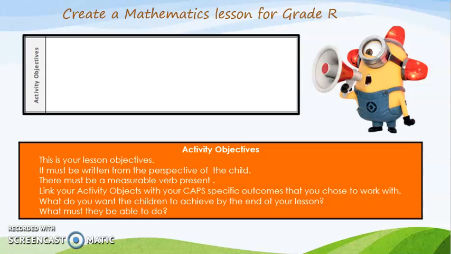By the end of the lesson, the children will be able to describe objects in relation to or on top, under, bottom, and below. By the end of the lesson, the children will be able to work with pegboard. By the end of the lesson, the children will be able to distinguish between left and right. Close correlation between your CAPS document and your activity objectives. Remember, there must be a measurable verb present. Remember, it must be from the perspective of the child.